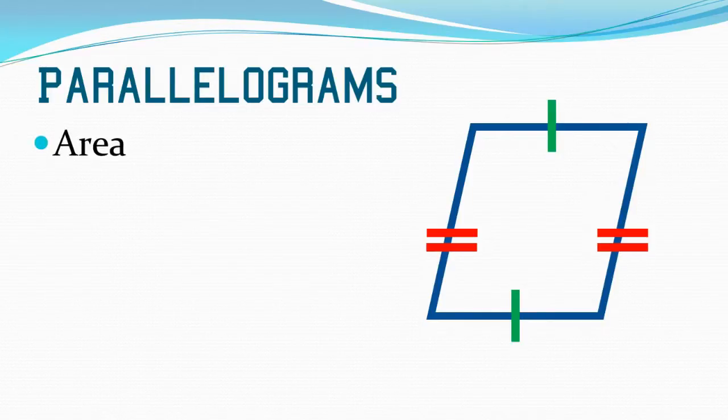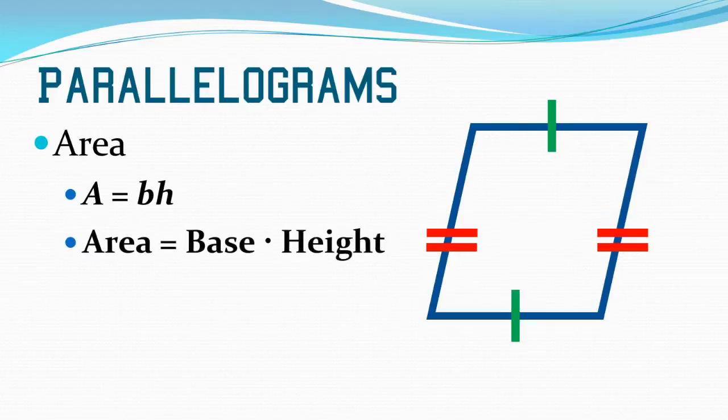To find the area of any parallelogram, it's very simple. It's the base times the height. So area equals base times height. In this case, the base could be either of those two sides. I know that this side's 5 centimeters. That means the top side of this parallelogram is also 5 centimeters.